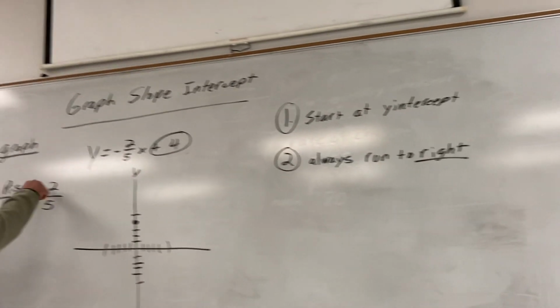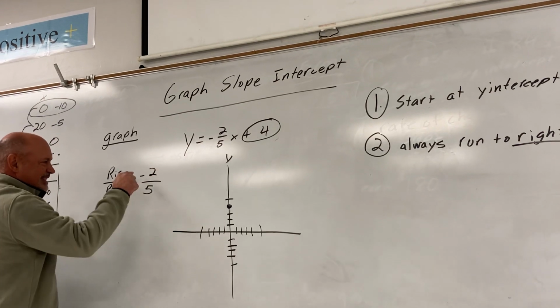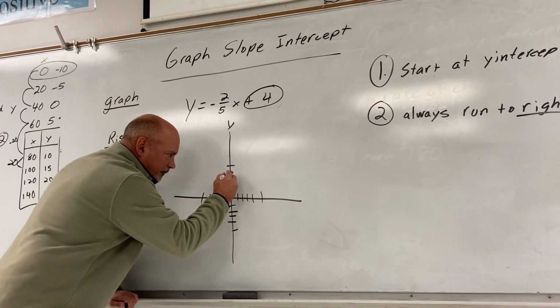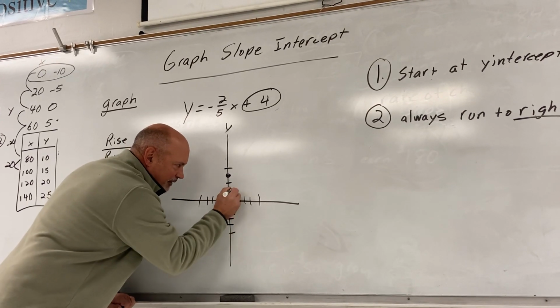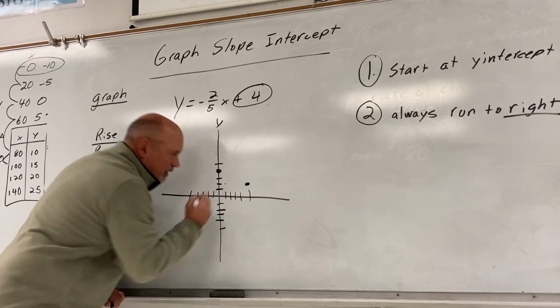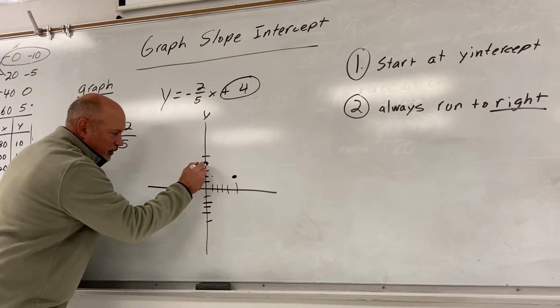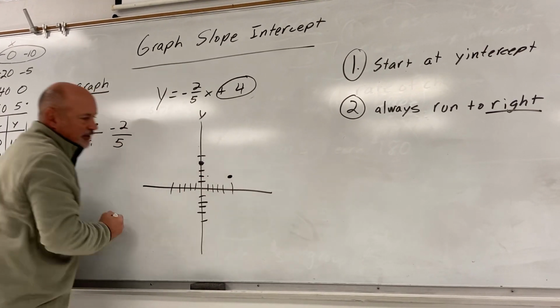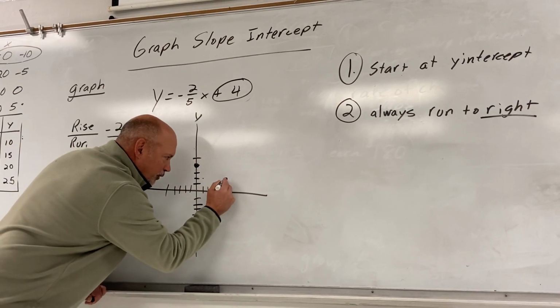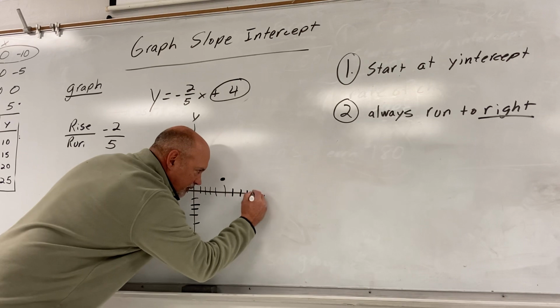Okay. So we're going to go down 2 since it's negative, and we're going to run 5 to the right. So let's go down 2 and to the right 5. 1, 2, 3, 4, 5. My next point will be right there. Down 2, to the right 5. And let's do 2 more. Let's go down 2 more. 1, 2, and then I would need 1, 2.